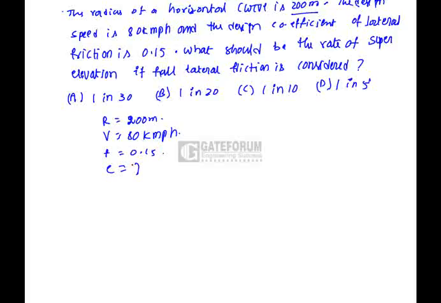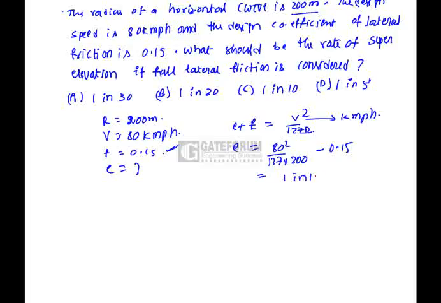If the full lateral friction is considered, we have the relationship for the superelevation and friction: e plus f equals V square by 127 R. Here V is in kmph. So e is equal to 80 square by 127 into 200, R in meters, minus 0.15, that is equal to 1 in 10. So option C is correct.